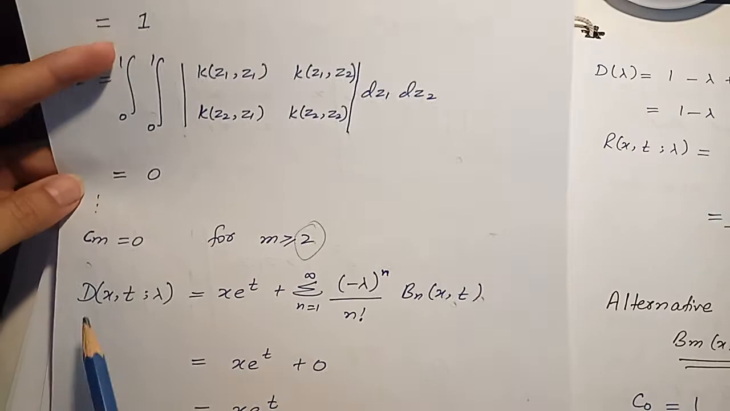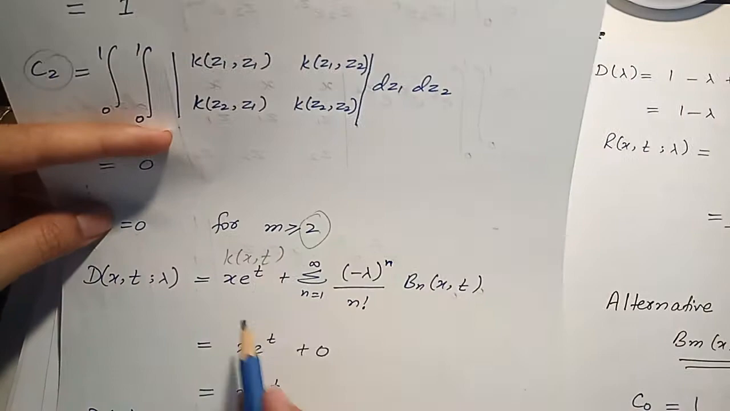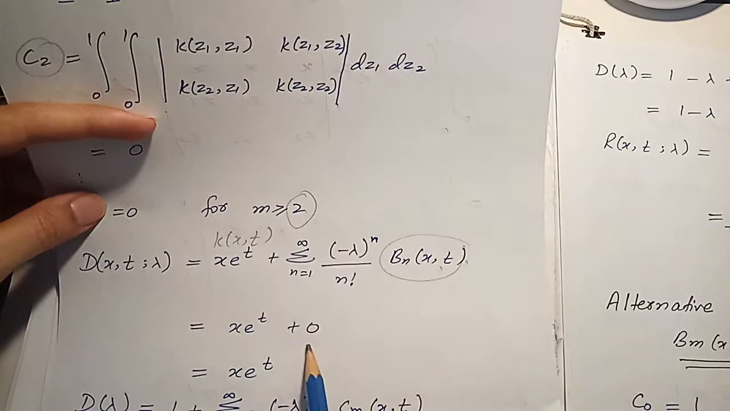Now we are going to find D(x,t;λ) and D(λ). I have written the formula. The formula was D(x,t;λ) equals K(x,t) plus this thing. K(x,t) is x e raised to power t, and you know that all the B_n's are 0. So if this goes to 0, everything goes to 0. So D(x,t;λ) is x e raised to power t.